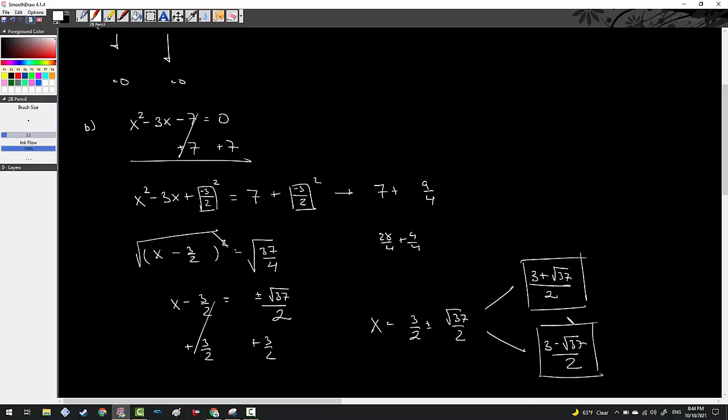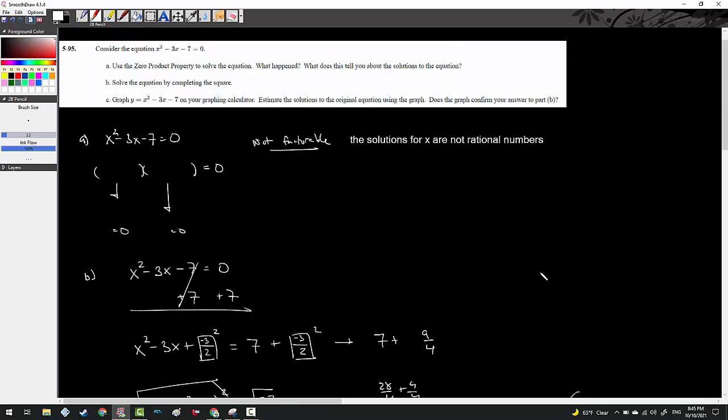And again, because we can't find the square root of 37, at least not without a calculator or some kind of guessing mechanism, that's pretty much it. Our number is going to be absolutely irrational. So there's the answer to B. And again, we just couldn't factor it because our answer was not going to be rational.